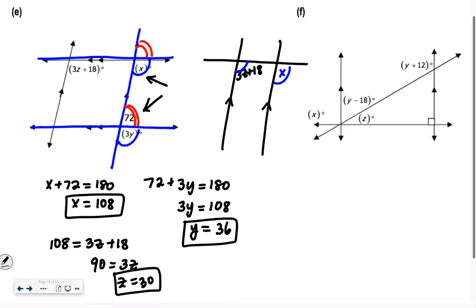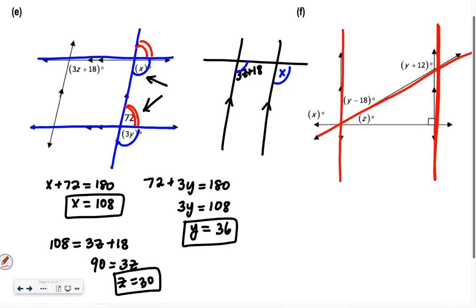And those are our three answers. Does that make sense? Did everybody get those three answers? Okay. So let's try the next one. So again, look for your parallel lines. So we have parallel lines marked. So that's when we take our highlighter or our colored pencil and we mark those in. It helps. And let's go with this first transversal.